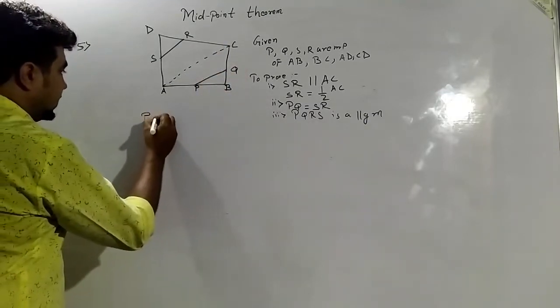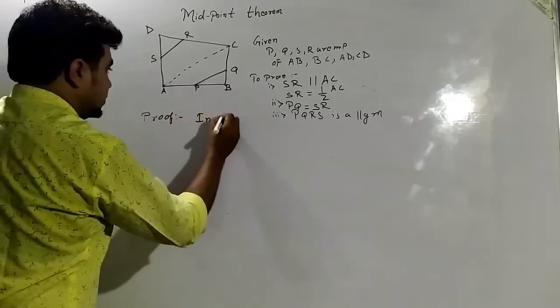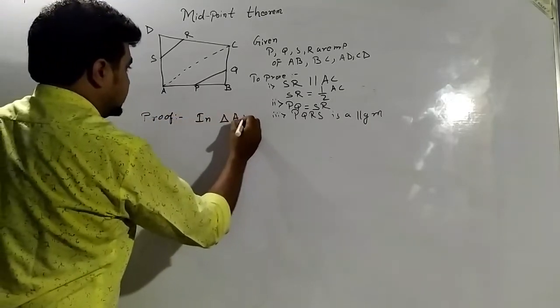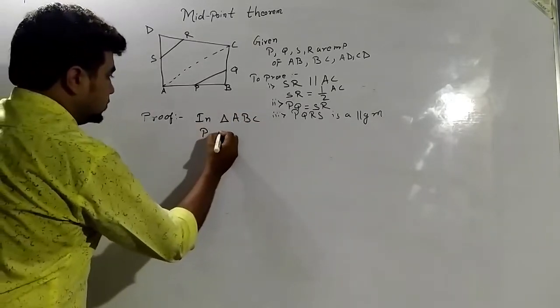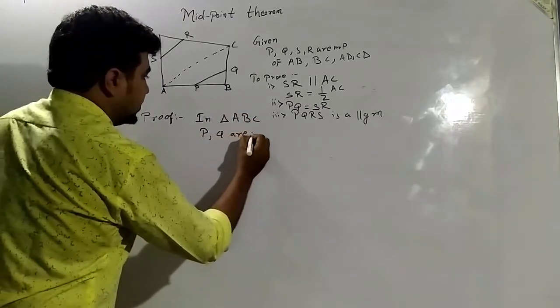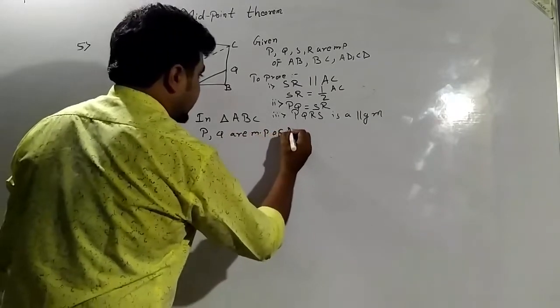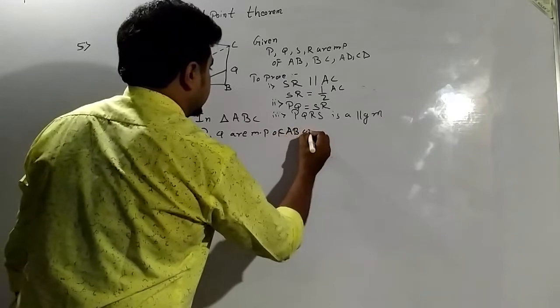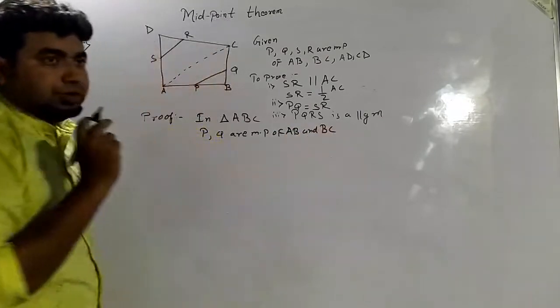So if I am taking triangle ABC, I can say P, Q are midpoints of AB and BC. These are midpoints which is given to us.